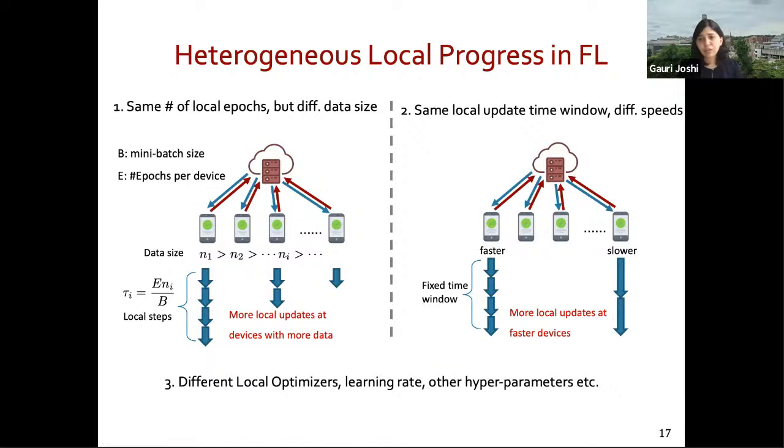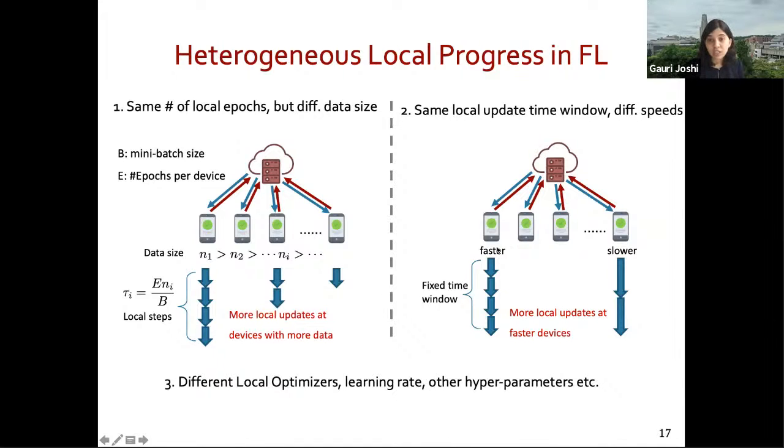Finally, even if the number of local updates is the same across the clients, they may use different local optimizers. So far, I only talked about using vanilla SGD to do the local updates, but they may use something like an adaptive optimizer, Adagrad or Adam, or different learning rates, maybe different momentum values locally. And all of these will result in heterogeneous local progress.